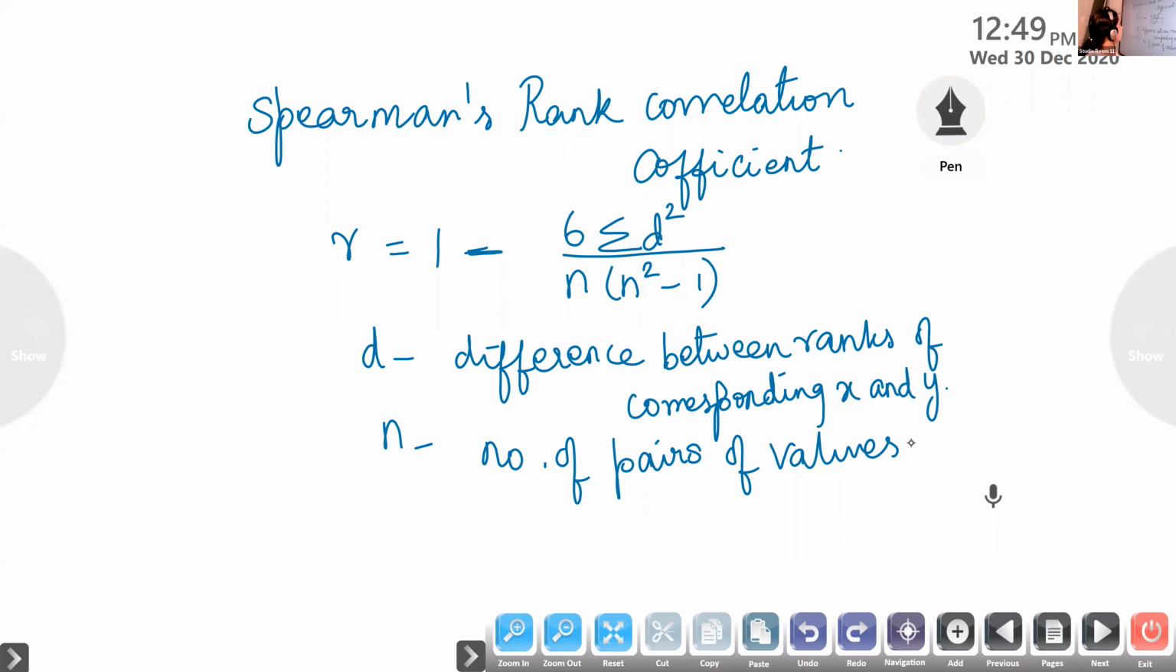So the rank correlation formula is R is equal to 1 minus 6 into sigma d square by n into n square minus 1. What is d? It is the difference between the ranks of corresponding values of x and y, and n is the number of pairs of values.